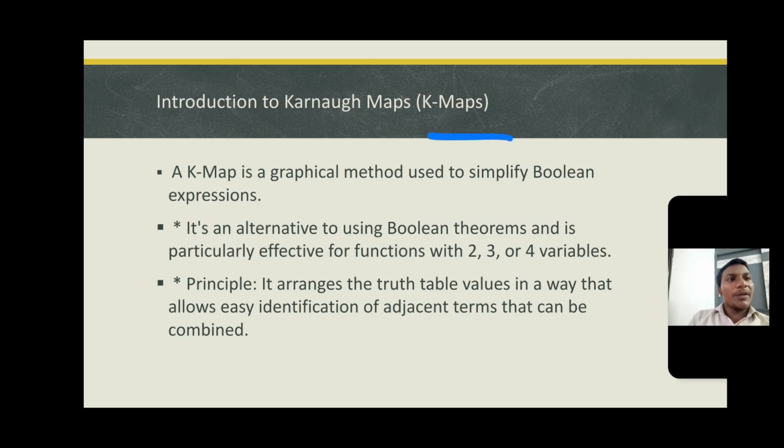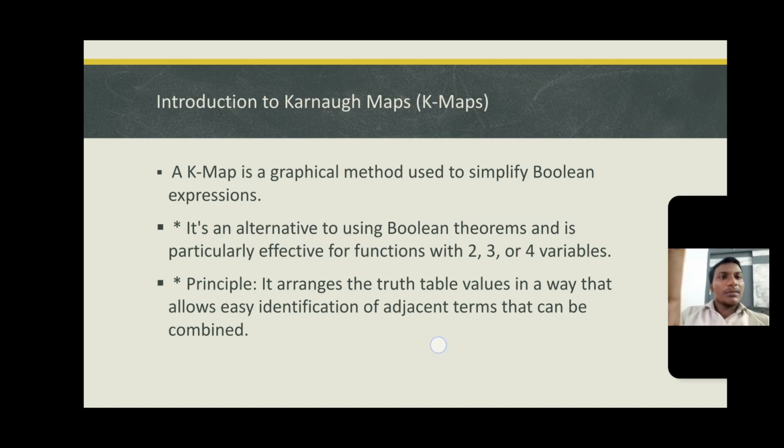Introduction to K-map. K-map is a graphical method that simplifies Boolean expressions. It is an alternative to using Boolean theorems. It arranges the truth table values in a way that allows easy identification and adjustment of terms that can be combined.